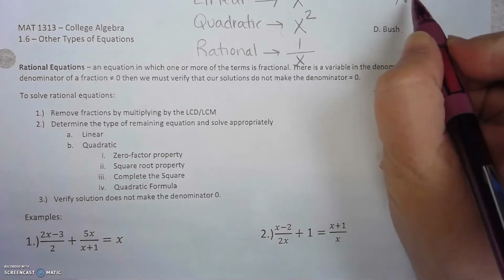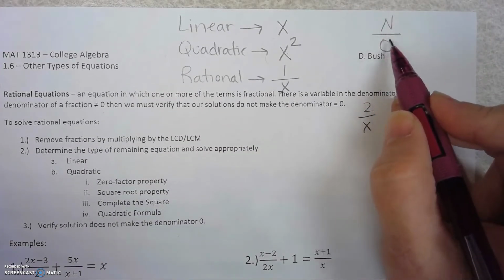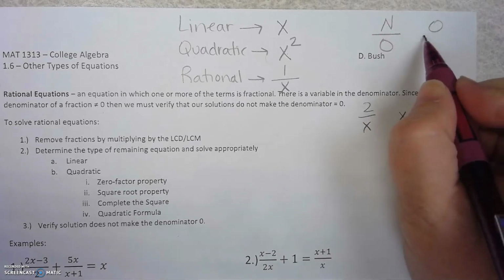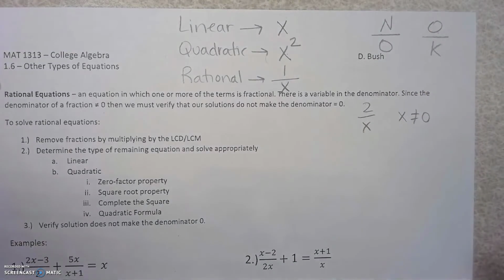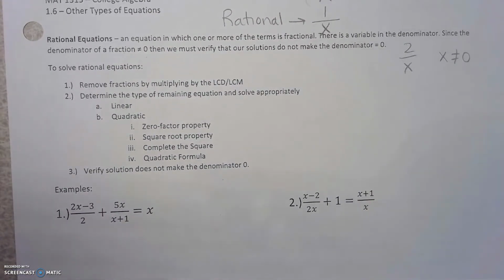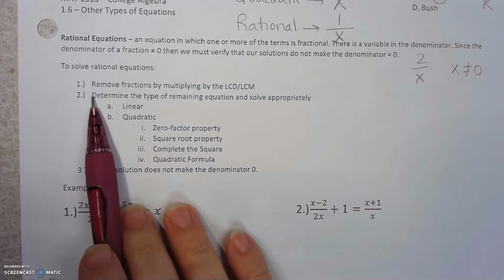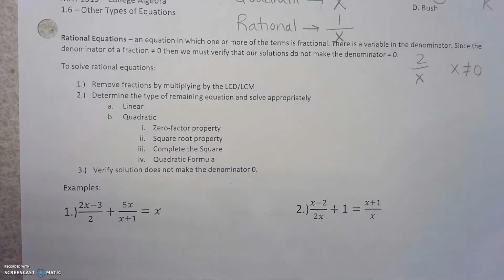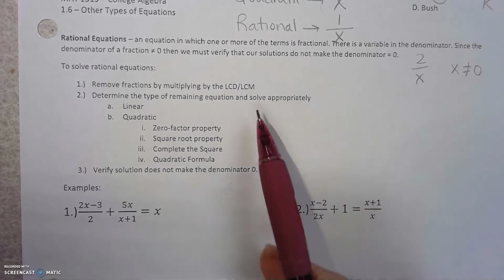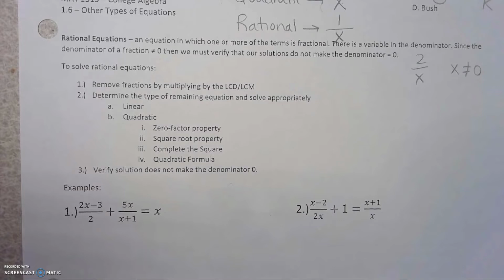To keep this in mind, you cannot have the 0 in the denominator, but it is okay for the 0 to be in the numerator. So we're going to keep in mind as we solve through these that the denominator cannot be 0. Now, what we want to do is first remove the fractions by multiplying by the least common denominator or least common multiple. They're the same. Multiple is what we would say, but you may more commonly hear least common denominator.